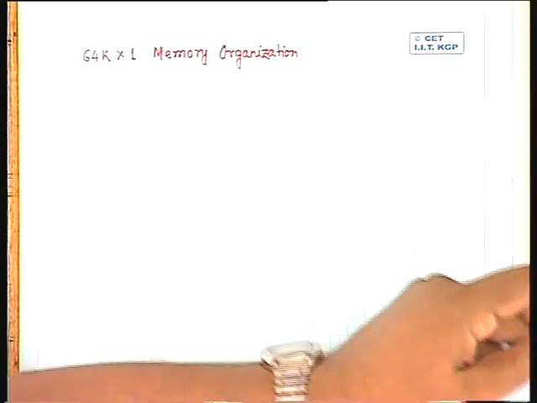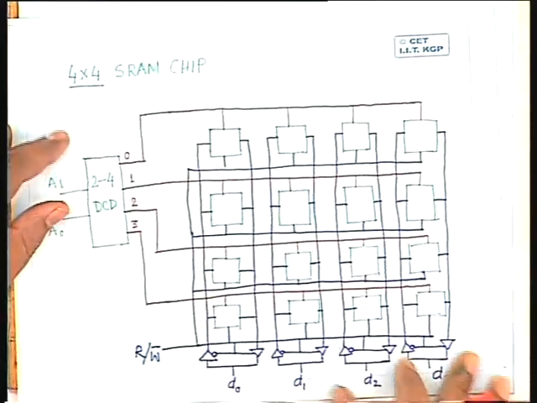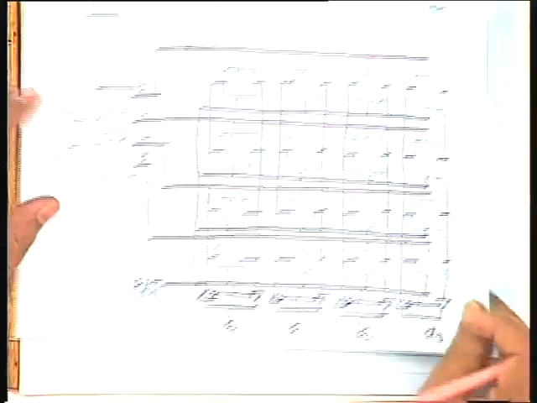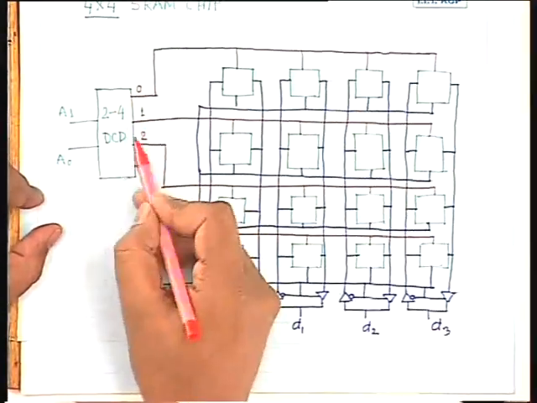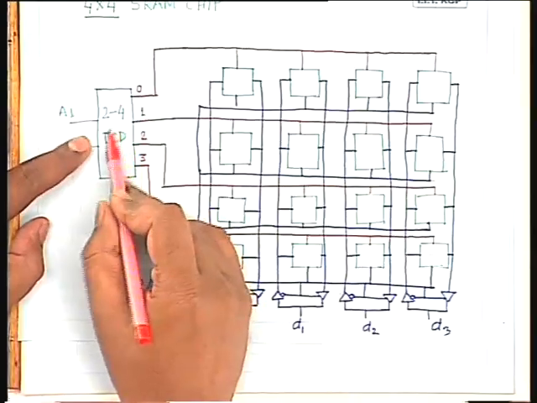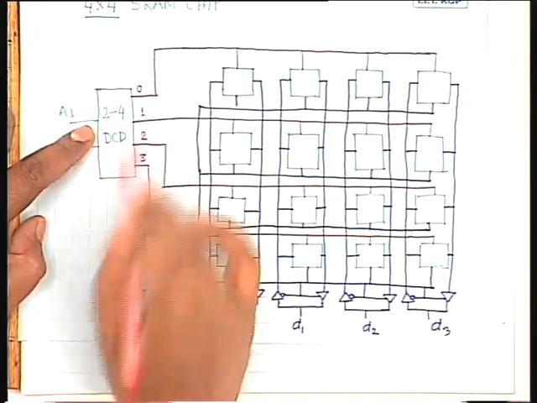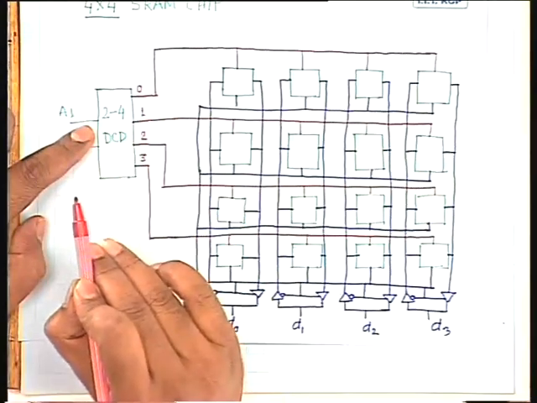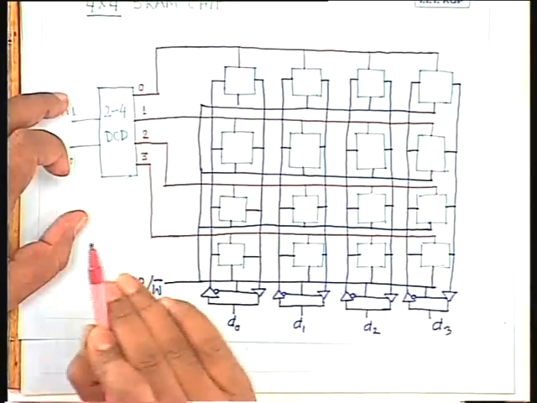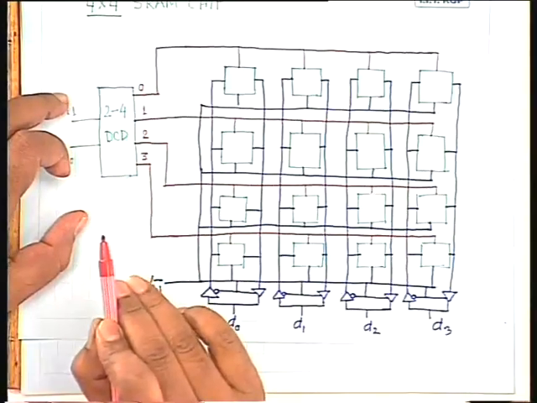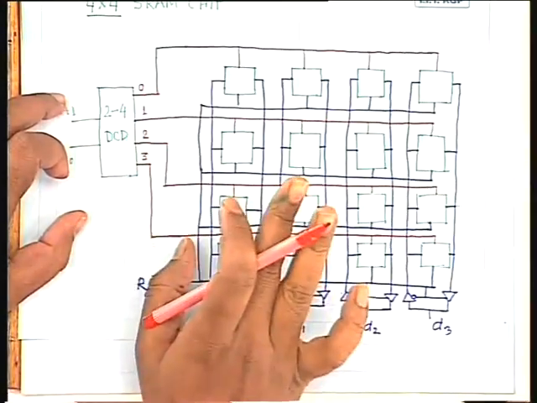Following this architecture, 64K means I have to have 16 address lines. So if I follow this architecture, I need a decoder which will decode 16 inputs to 2 to the power 16 outputs. That means I need 2 to the power 16 number of AND gates. Every AND gate will have a fan-in of 16.